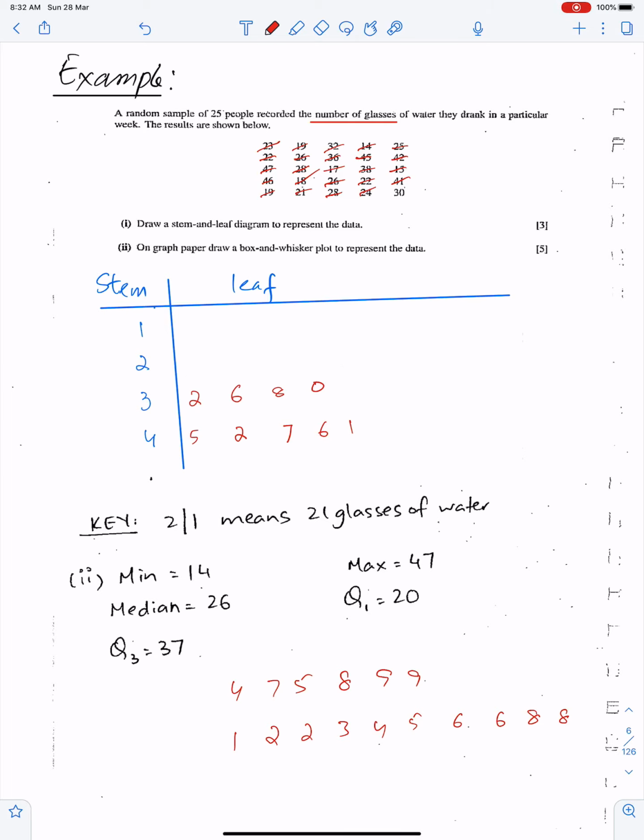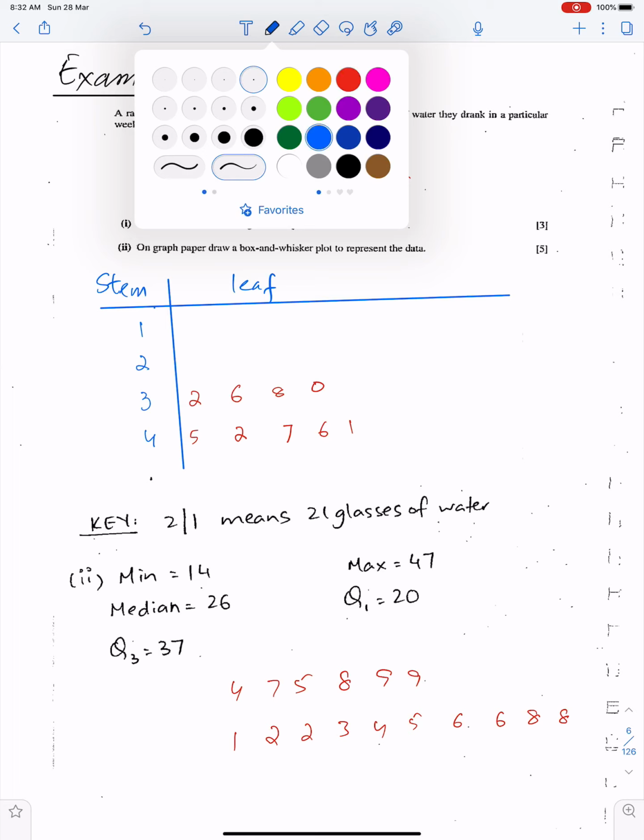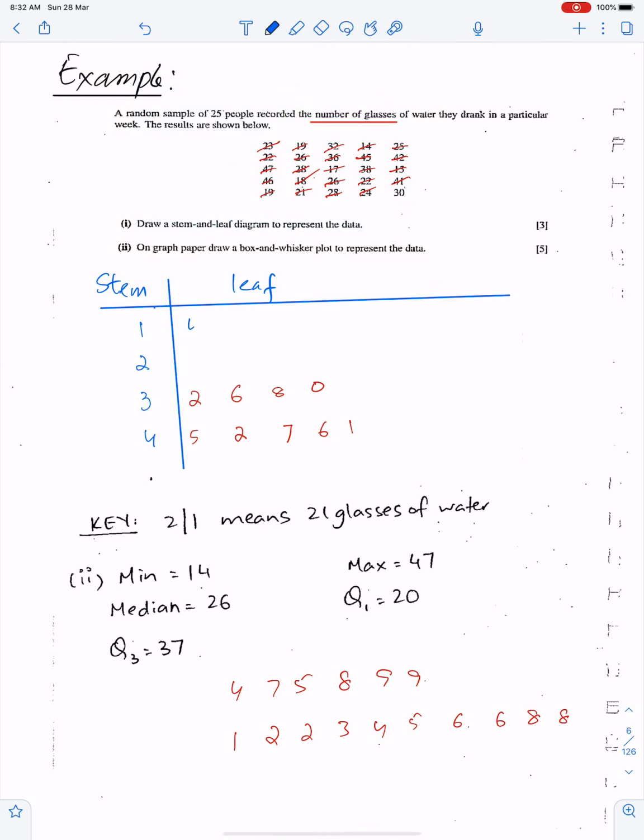I'm writing the numbers here. 4, 7, 5, 8, 9. 1, 2, 2, 3, 4, 5, 6. 6 is twice, and 8 is also twice.